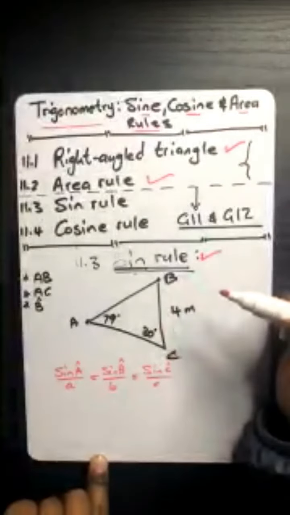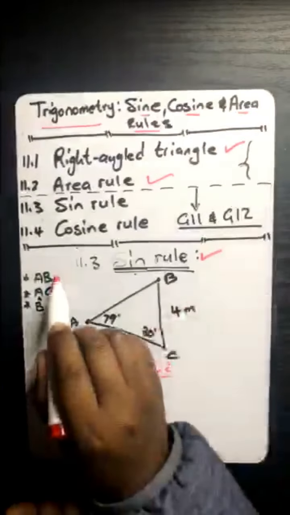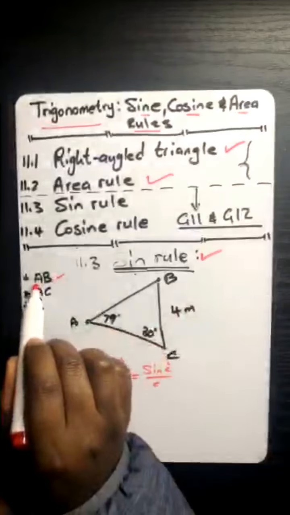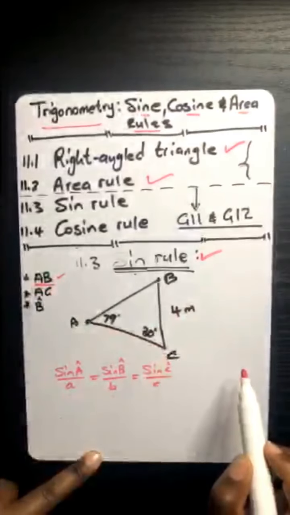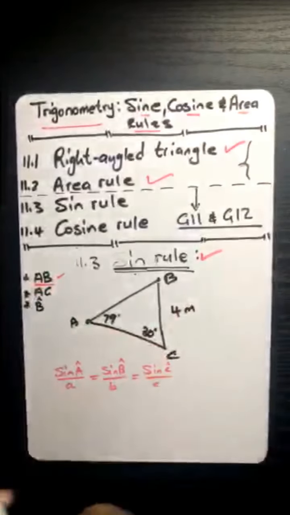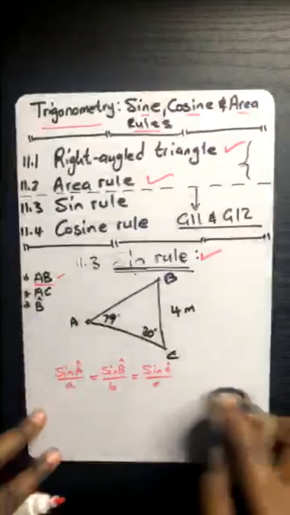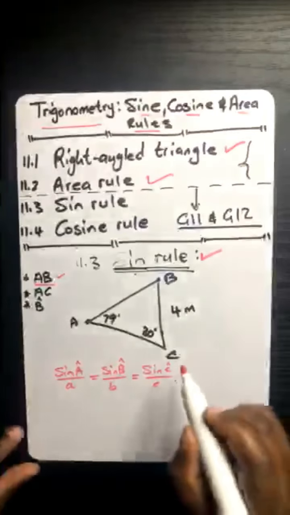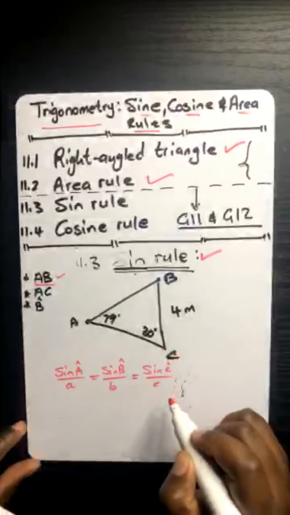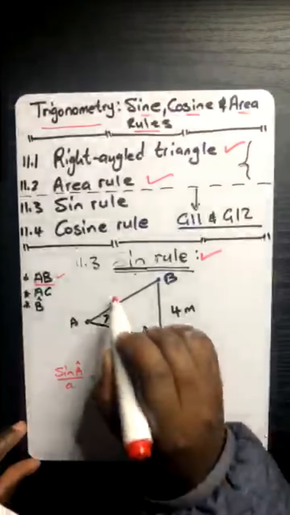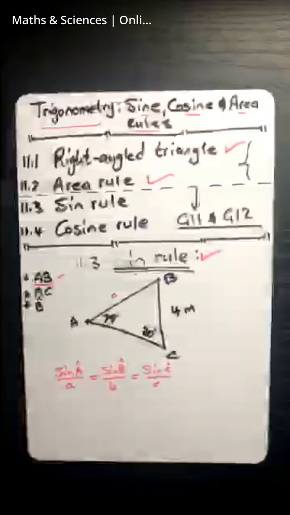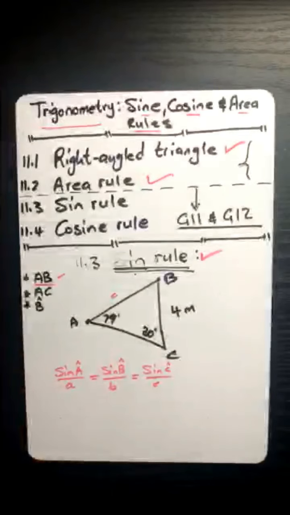Now, because the question says calculate AB, remember, if AB is written in capital letters, it means it is the side that they want you to calculate. If they want to write it in small letters, they will just say small letter c, because it is the side which is opposite to that angle. So now, how do you use the sine rule to determine that side?